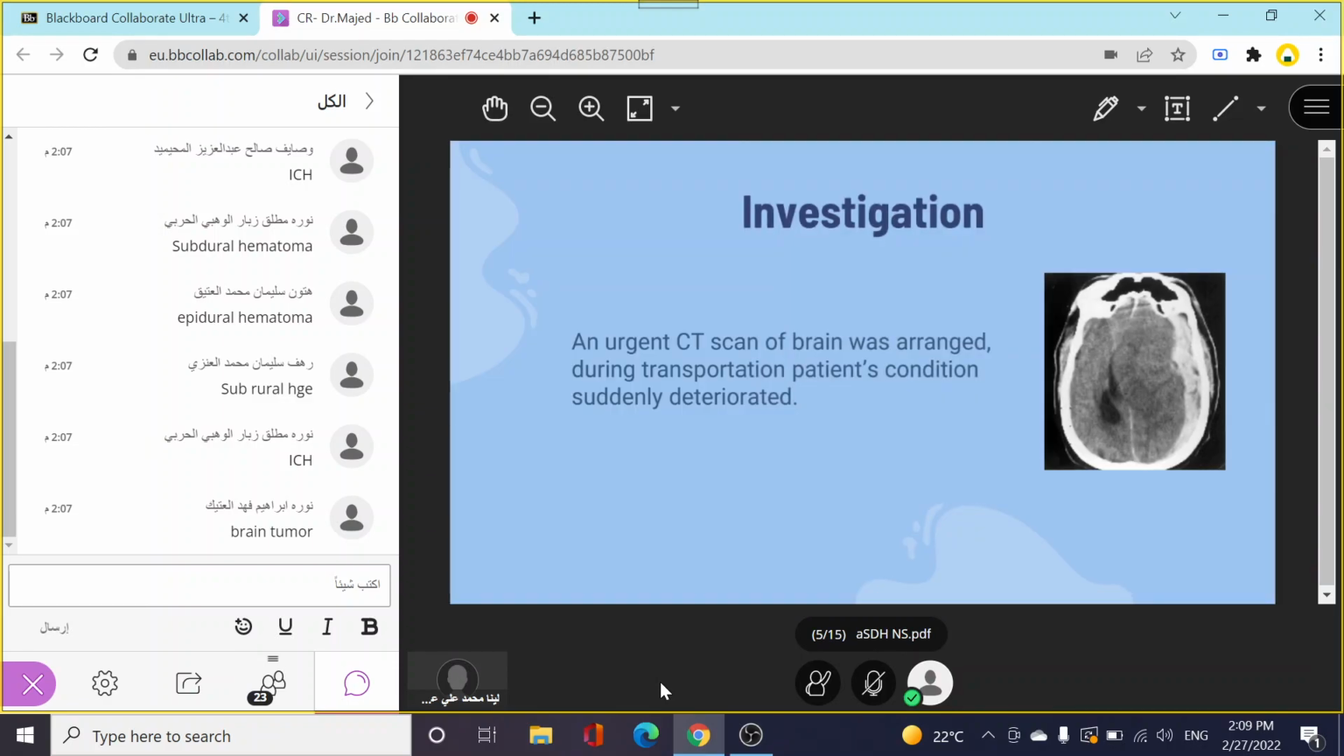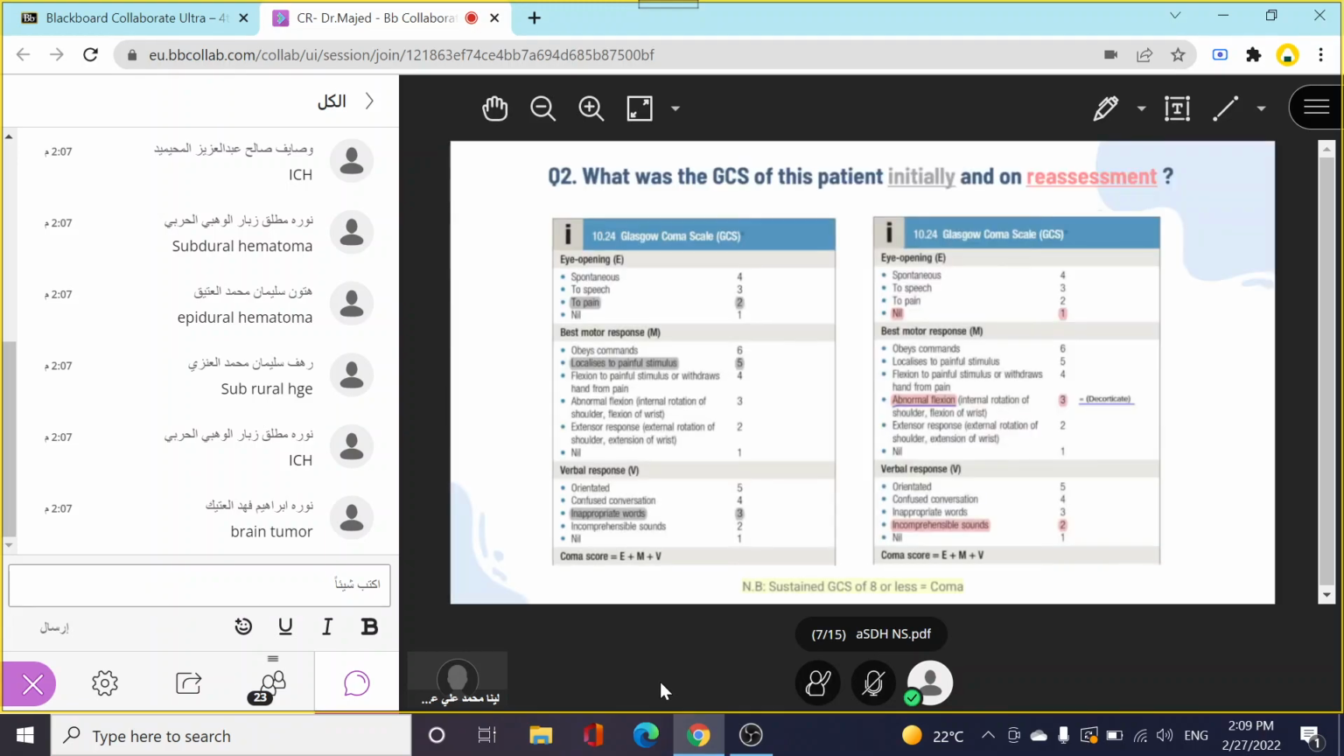Then they have ordered an urgent CT scan. During the transportation, the patient suddenly deteriorates. The second question is the Glasgow scale of the patient initially and on reassessment. So initially, the patient was opening his eye in response to pain, so he will get 2 points. He was localizing the painful stimuli, so he will get 5 points, and he was saying inappropriate words, so he will get 3 points. So 3, 5, and 2, the summation is 10. So this means that the patient has a moderate brain injury.